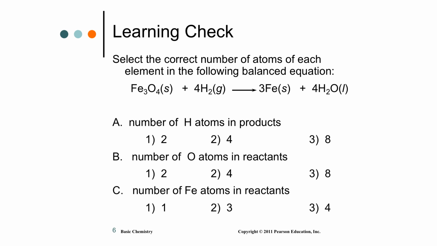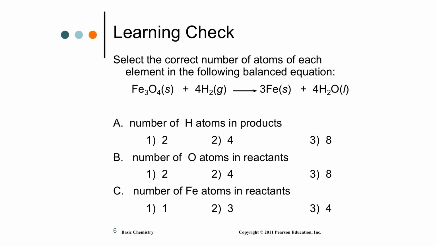So here's a first example. Select the correct number of atoms of each element of the following balanced equation. On this side, you've got 3 irons, and I've got 3 irons. I've got 4 oxygens and 4 oxygens. See what I did? That coefficient multiplies by the H2, giving you 8 H's, and it multiplies by the O, giving you 4 O's. So I've got 4 oxygens on both sides. 4 times 2 is 8, and 4 times 2 is 8.